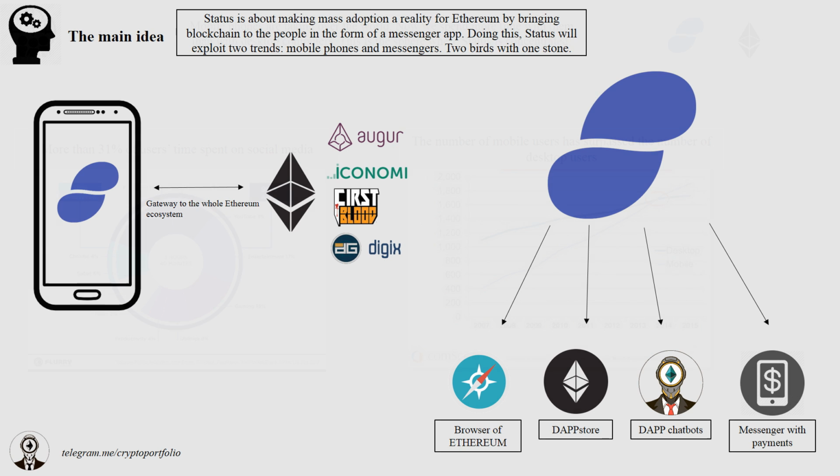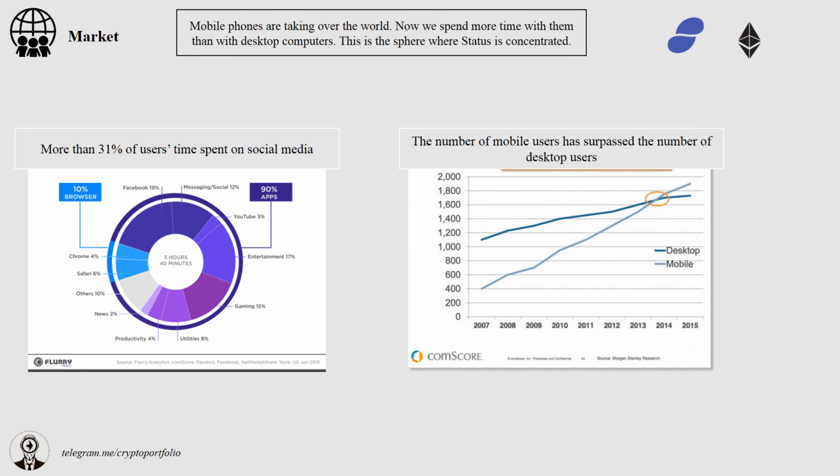Guys, I'm hyped. I don't think it is necessary for me to make you believe that mobile phones and social applications are what is in trend right now. You can assure yourself of it by simply looking around and seeing a lot of people who spend their lives messaging each other non-stop. But if you are still in doubt, look at those graphs. Mobile phones overtook desktop users in 2014. This is already the future we live in. Now we simply have to use this environment for our benefit. And the Status team has clearly understood this.